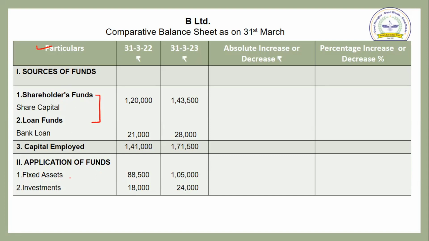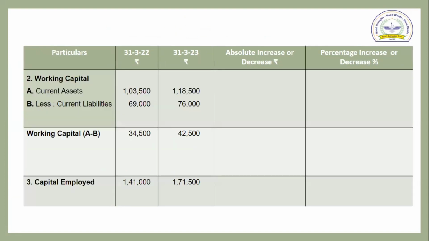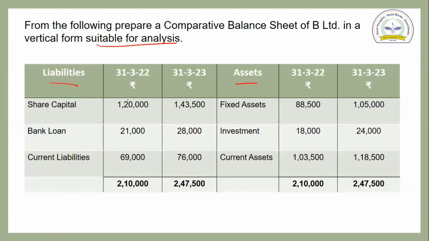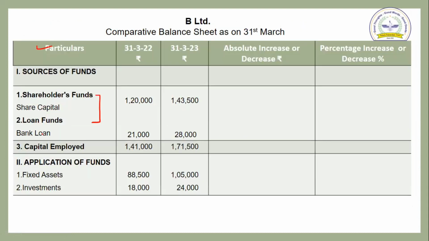Then application of funds. First, we are going to write the fixed assets, second investment, and look here, third the working capital, that is excess of current assets over current liability. And here I have copied the amount from the question. You can go through the question. For example, share capital is given 1,20,000 and 1,43,500. So in the answer I have written in front of the share capital 1,20,000 and 1,43,500, students.